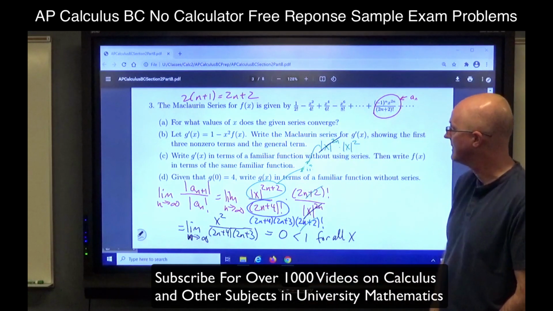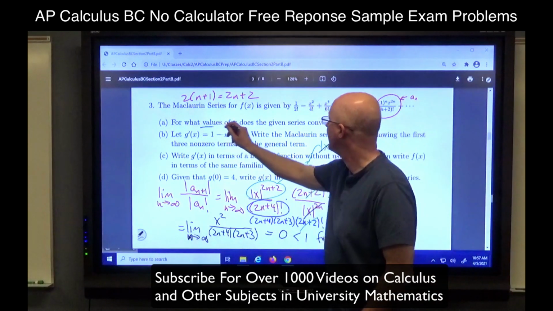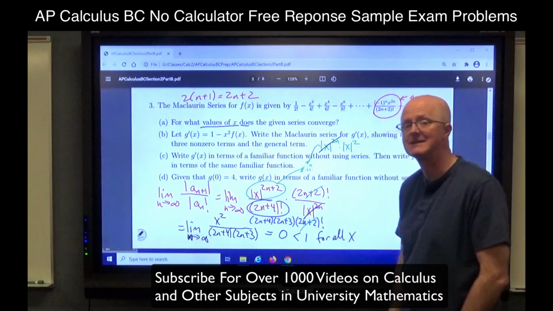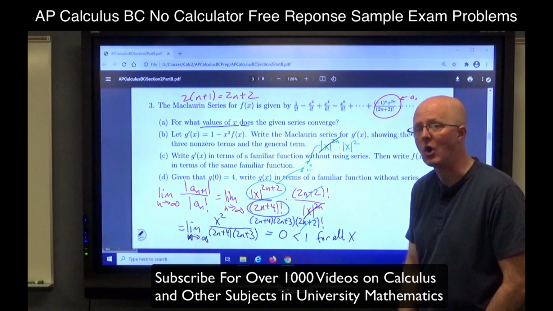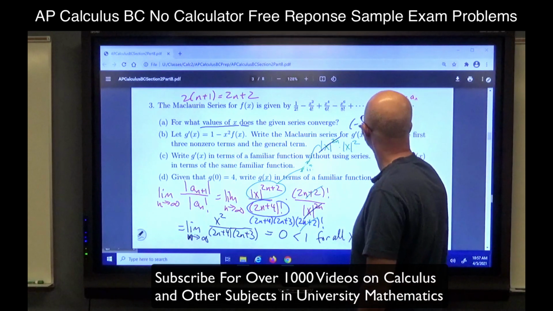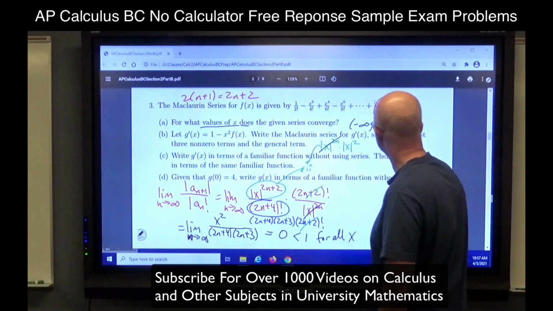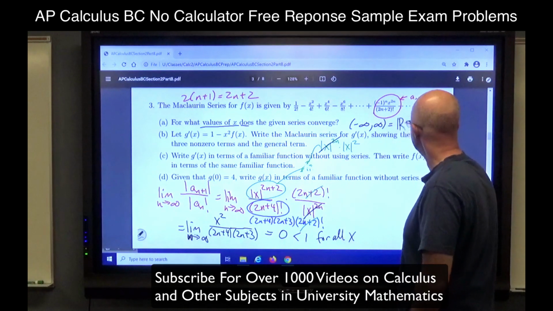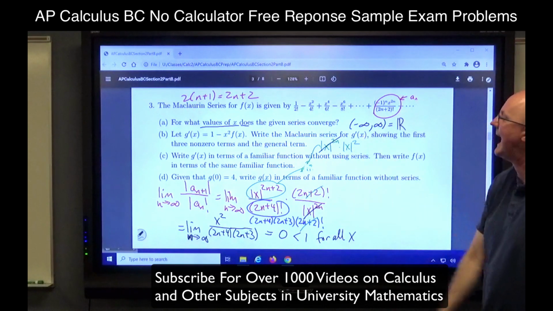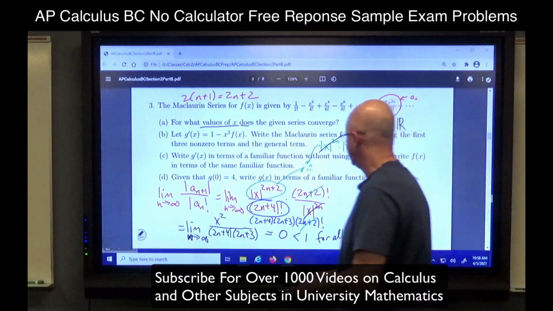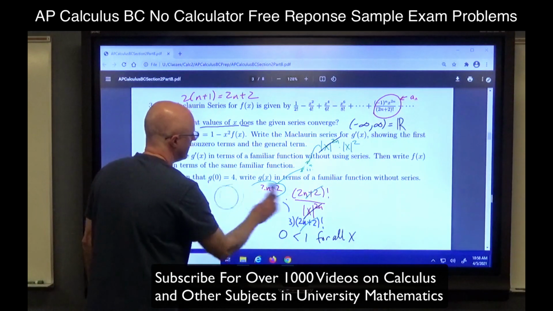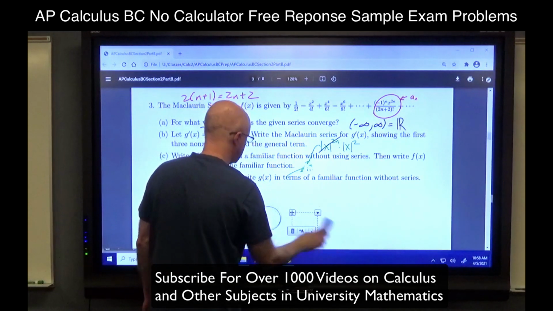And therefore, the answer to A is it converges for all x, because the limit in the ratio test is less than 1. It converges for all x. That is the interval of convergence. The interval from minus infinity to infinity, or fancy looking R, double struck R if you prefer, for the real number system. That is the answer to A. Right? B.